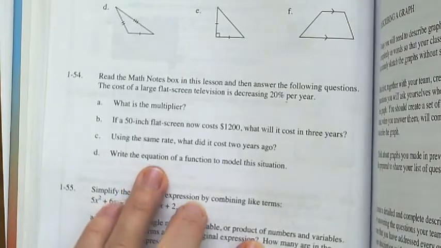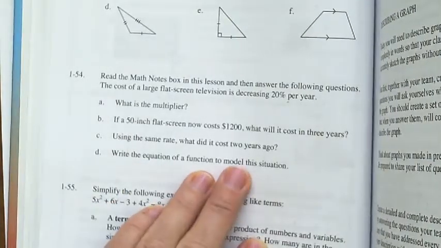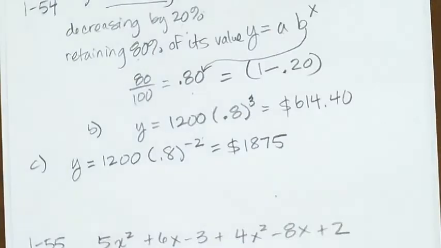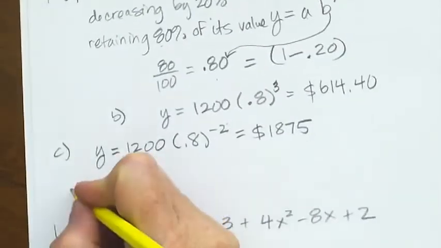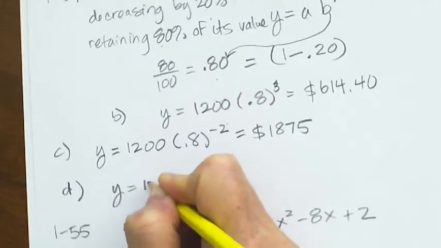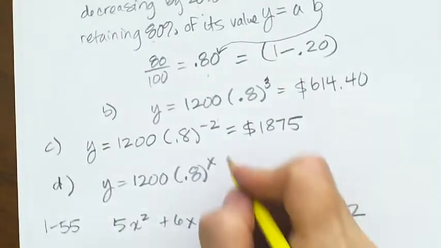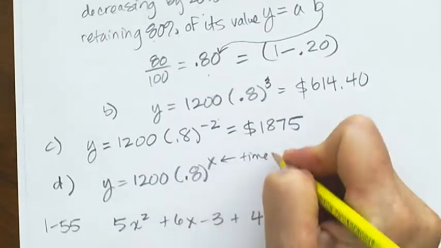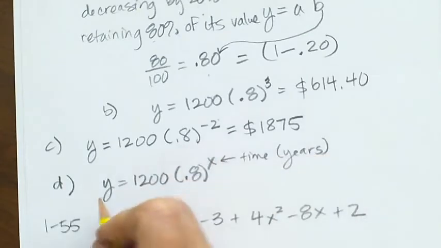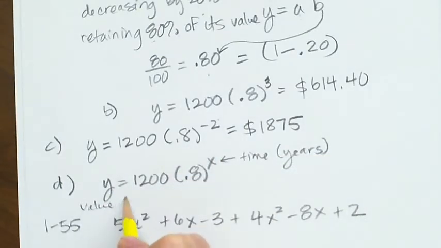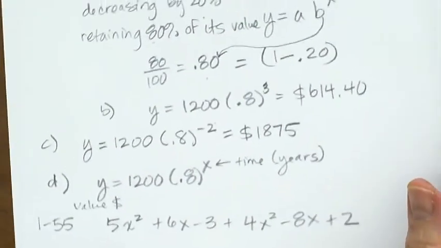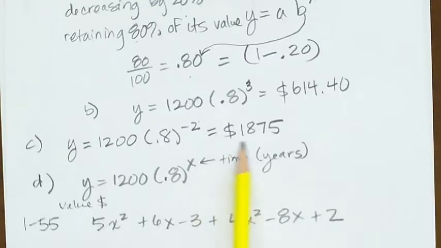Okay, part D. Write the equation of a function to model this situation. Well, we kind of already did that. This equation would be y equals 1,200 times 0.8 to the x. X is your time in years, and then y is the value in dollars. As the time goes by, it's decreasing 20% per year. So that gives you a sense of what a 20% decrease would mean. It goes from 1875 down to 1,200 in just 2 years.